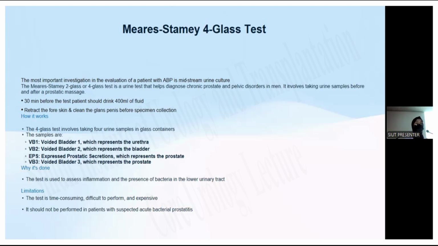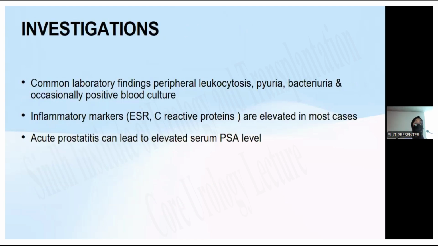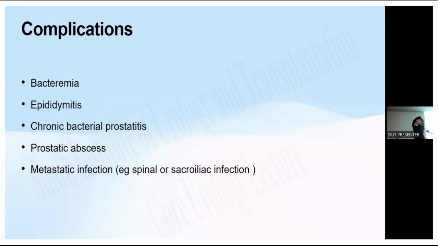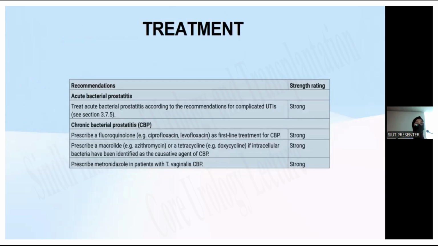Thank you, Dr. Sir. Moving on, like we discussed, the investigations will reveal peripheral leukocytosis, pyuria, bacteria, and possibly positive blood cultures. The inflammatory markers may be raised, and acute prostatitis can also raise the serum PSA level. The infection can further spread and cause complications such as bacteremia, peritonitis, chronic bacterial prostatitis, as we discussed. It can also lead to prostatic abscesses, which we will discuss in detail, and also an infection spreading from the local region.